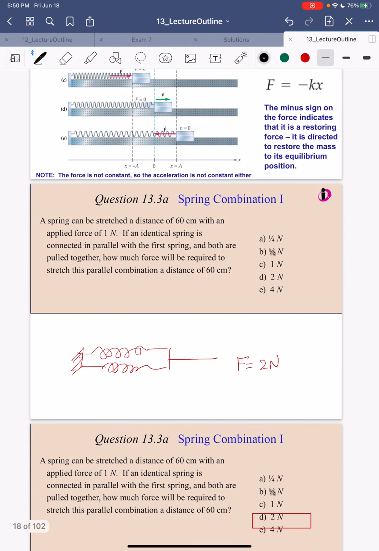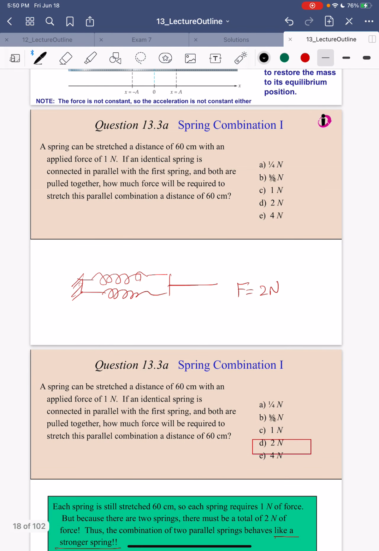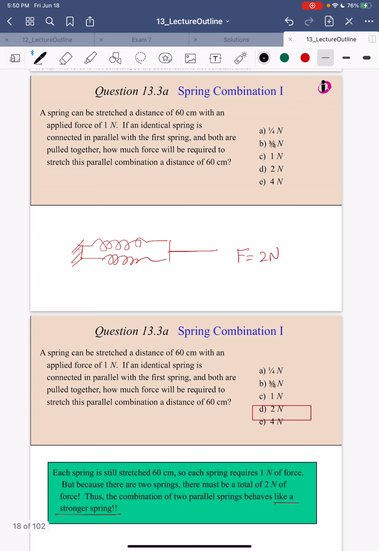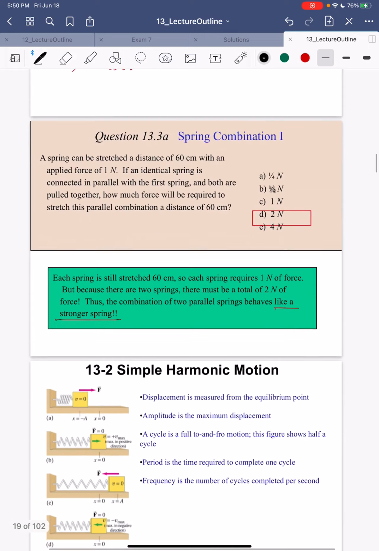Now a spring can be stretched a distance of 60 centimeters with an applied force of 1 Newton. If an identical spring is connected in parallel with the first spring and both are pulled together, how much force will be required? We want you to know that when I have a combination of two parallel springs, this is going to be as if we have a stronger spring. Then the force needed is going to be, for each spring, 1 Newton, then it's going to be a total of 2 Newtons.